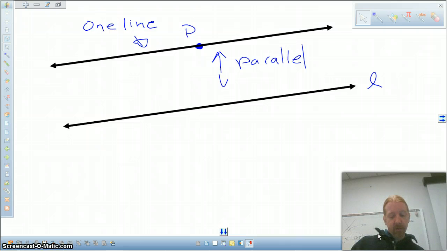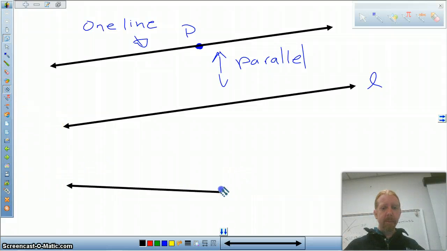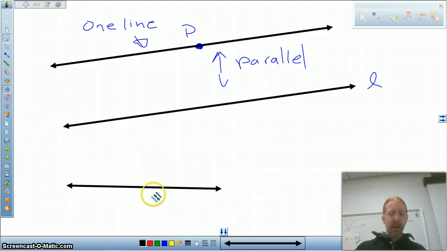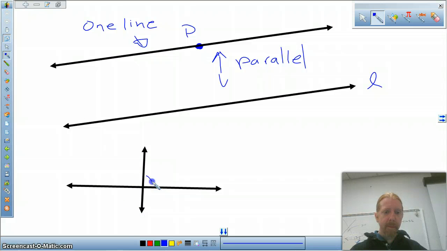Theorem 341: if two intersecting lines form a pair of congruent angles, that's all it says, then the lines are perpendicular. Sorry, I'm misreading. So again, I want to say that those are right angles. If they're congruent, they're right angles.